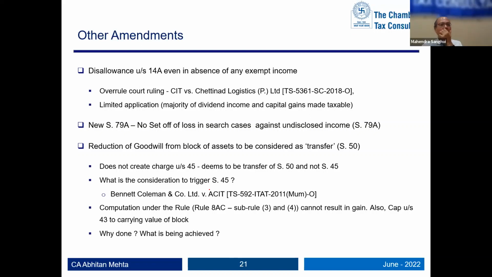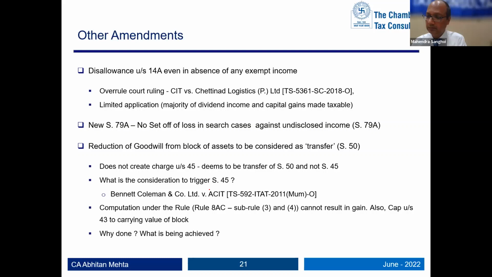One new thing is section 79A has been introduced, where they have provided that you will not get set off of losses in search cases against whatever undisclosed income is there. So even if you have losses and there is an addition due to a search of undisclosed income, the set off will not be available. You'll have to pay it.